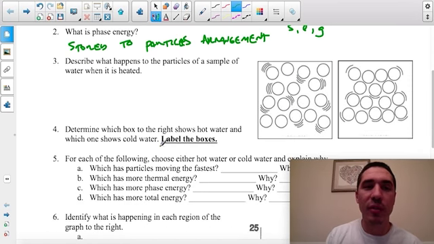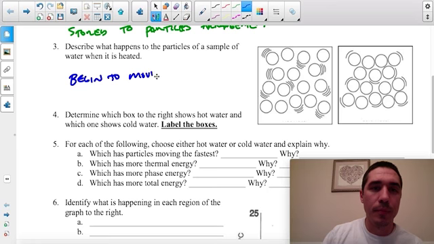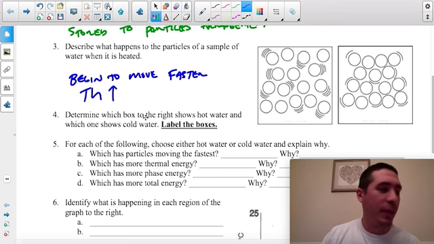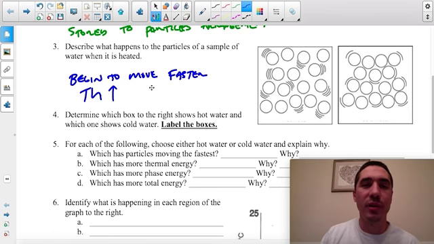So next it asks us to describe what happens to particles of a sample of water when it's heated. Well, when a sample of water is heated, the particles begin to move faster. The amount of thermal energy goes up. Now eventually, if we heat it up enough, it will start changing from liquid water to water vapor, which we call steam.